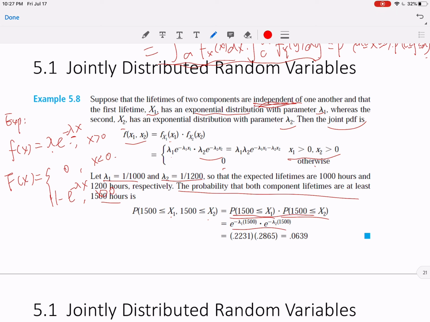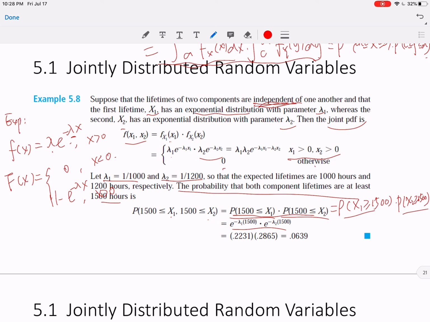Actually, I would prefer to rewrite it as the probability x1 is greater than or equal to 1,500 times the probability x2 is greater than or equal to 1,500. I didn't change anything; I just rewrote it to make it look clearer. So how do we calculate this probability?